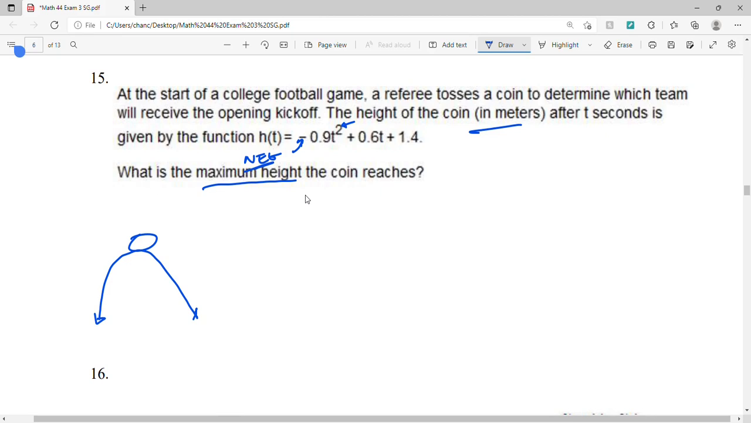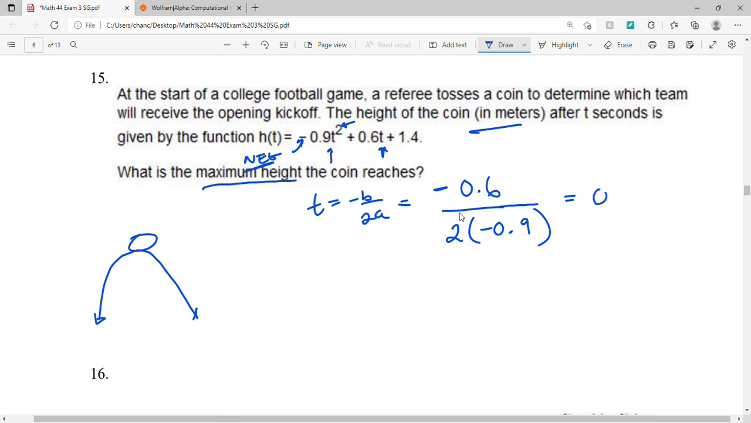So the first step is to use the formula t equals negative b over 2a. I'm using t here instead of x because we have variables of t that represent time. We'll plug in our b, which is 0.6, so it's negative 0.6 on top, divided by 2 times negative 0.9, which is a. This simplifies to approximately 0.333. And this is seconds, so it takes about 0.333 seconds to reach the top of this parabola.